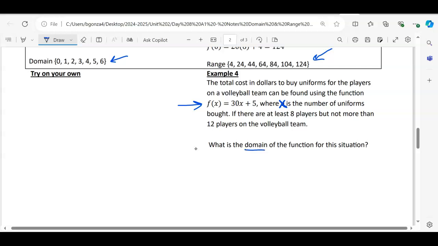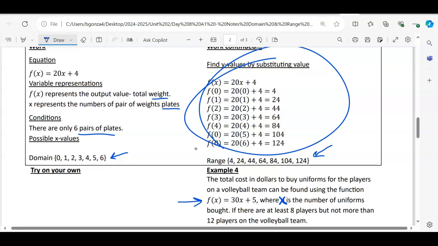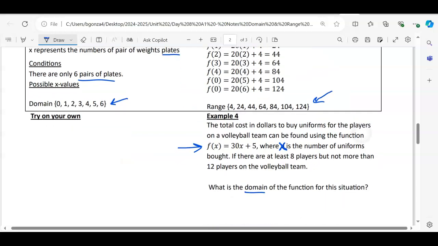Do you see how it's only asking for domain? We're actually not going to have to do any of this stuff right here, like the warm-up today, because they're only asking you for the domain. So step 1, I found the equation. Step 2, what's the independent and the dependent variable? What is x going to represent? What is y represent? Now I want you to think about this.